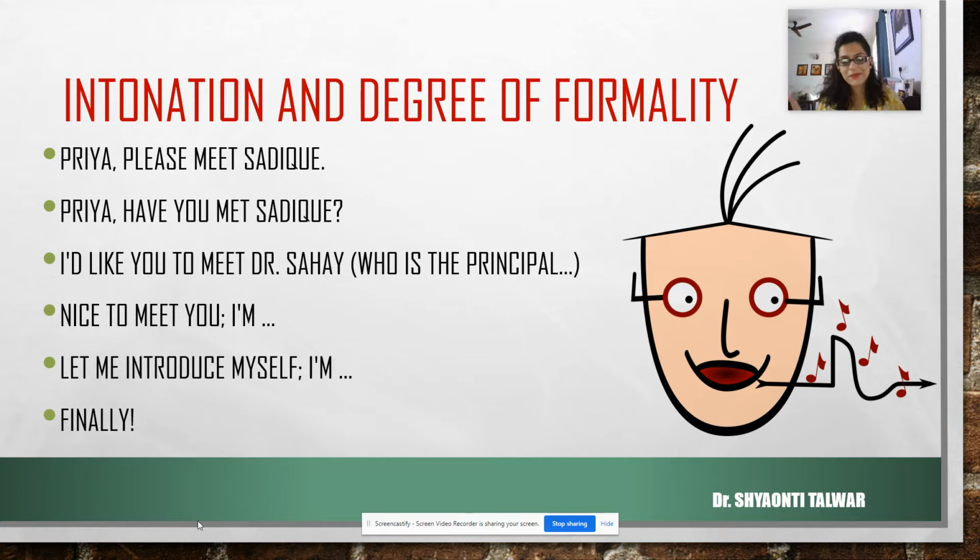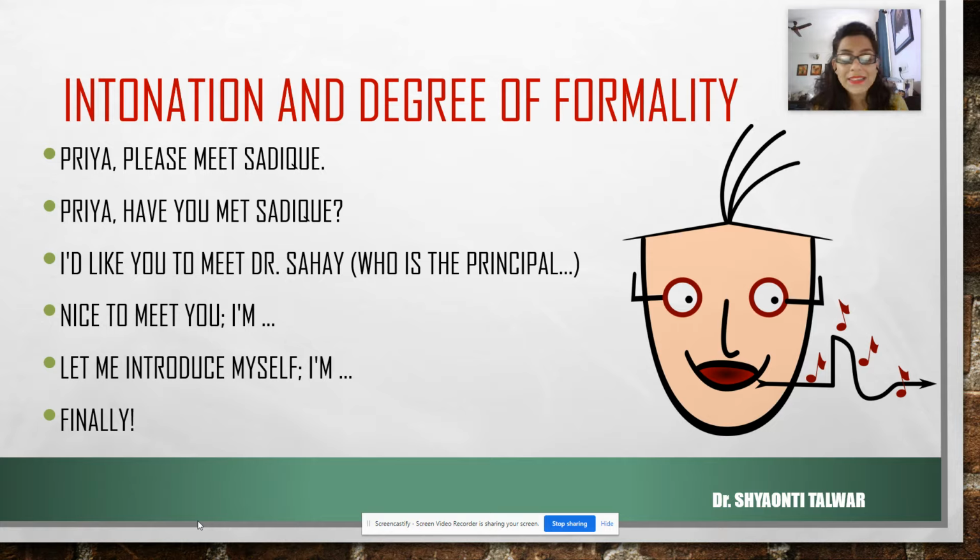So that's intonation. You use intonation which is appropriate to the structure, right? And then you pause at times. After Priya, there's a comma, so you'll obviously say, Priya, please meet Sadik. Or in the third structure, I'd like you to meet Dr. Sahai, who's the principal of my college. Till Dr. Sahai, it will be rising and then the intonation will come down. So this is what intonation is all about.